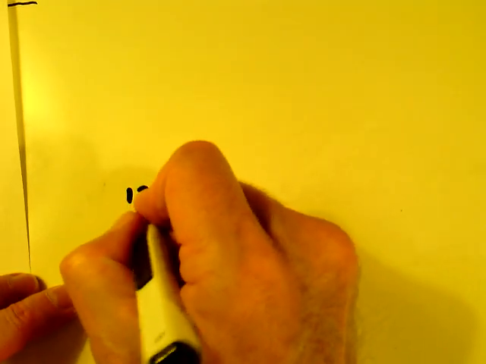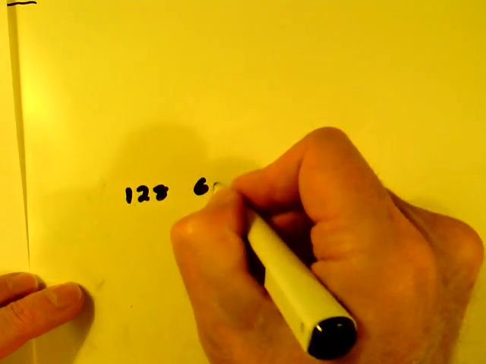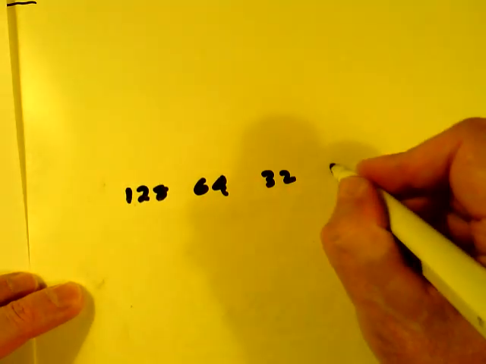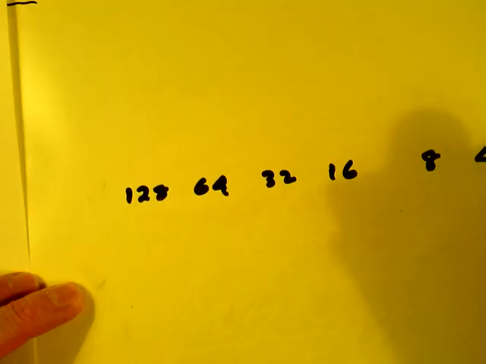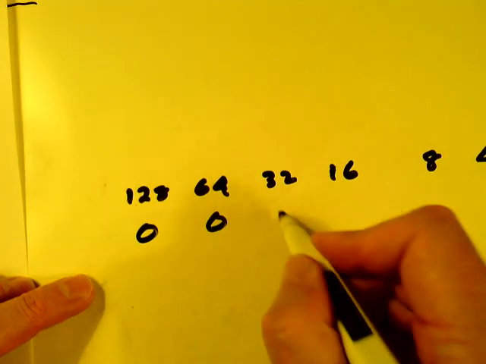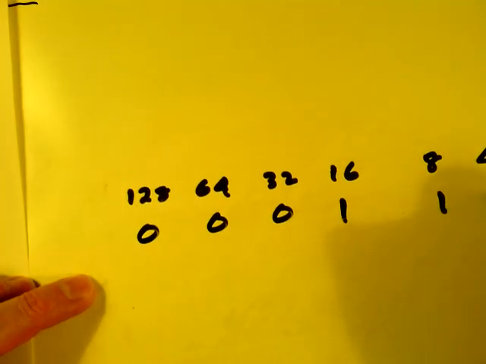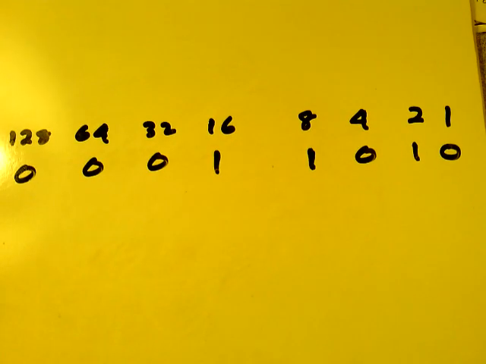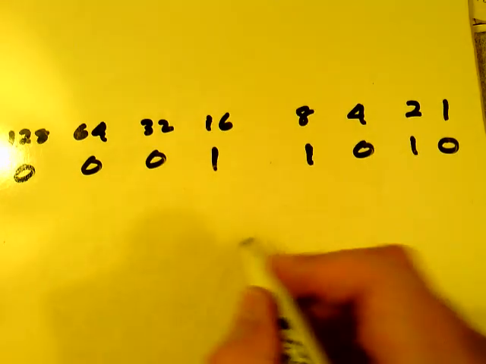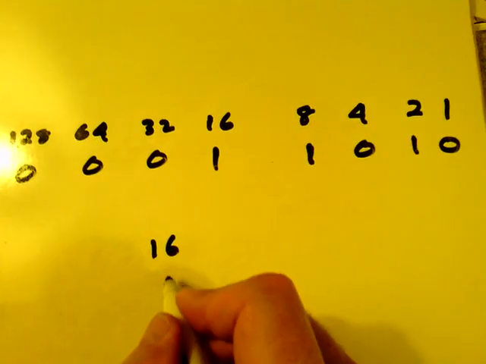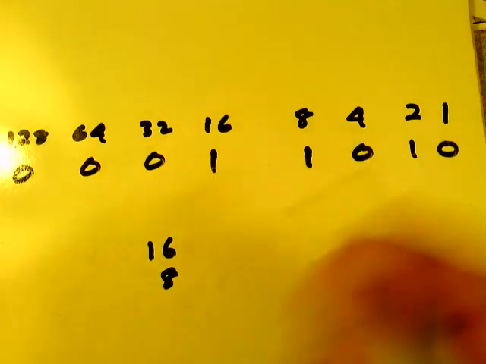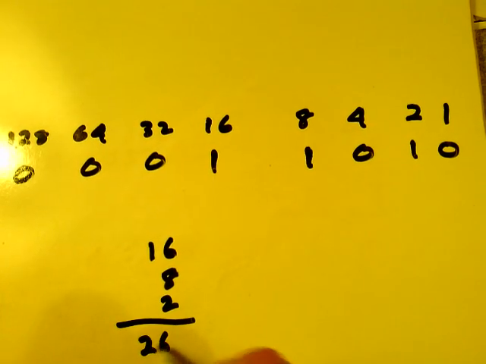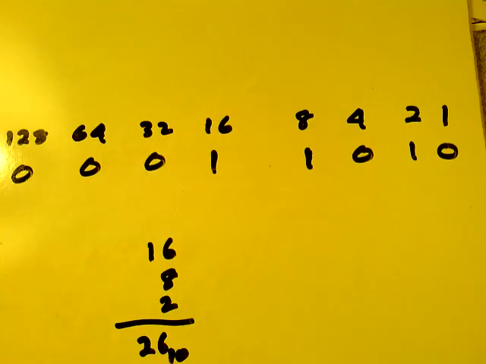We have a weight position of 128, we have 64, we have 32, we have 16, we have 8, and we have 4, and we have 2, and we have 1. That's our weight positions. And I have a 0, 0, 0, 1, 1, 0, 1, 0. Well, what's that represent in base 10? It has a weight of 16, a weight of 8, and a weight of 2. That's 26 in decimal.